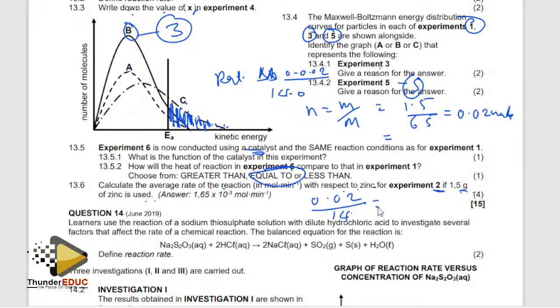So the answer you get here must correspond to this. Yeah, it could be 0.02. You can calculate it. So that's how you can calculate the rate of reaction.